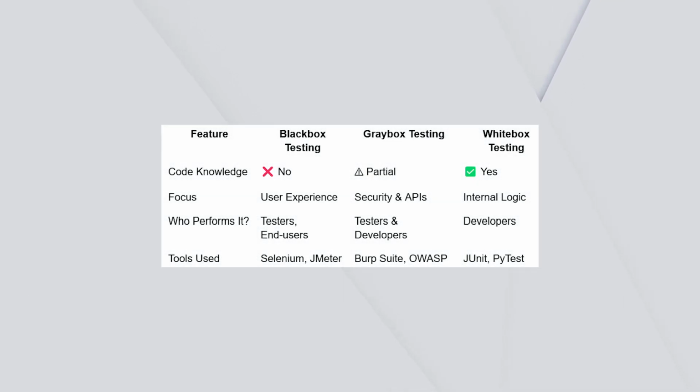So which testing method should you use? Well, it depends. If you're testing from a user's perspective, go with black box testing. If you need to analyze the internal workings, use white box testing. And if you want a balanced approach, gray box testing is the way to go.